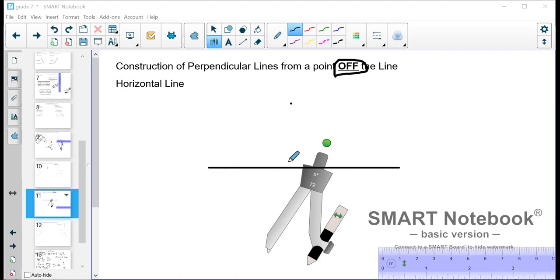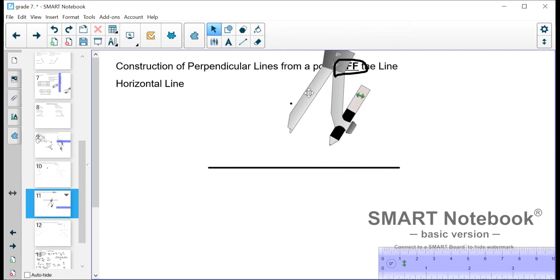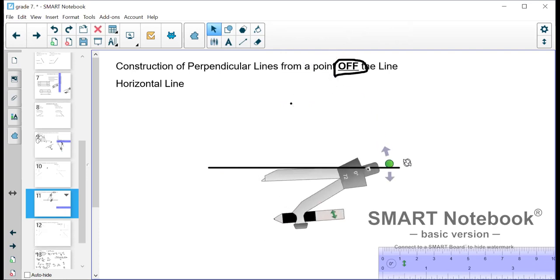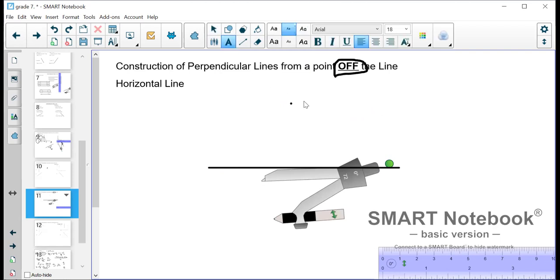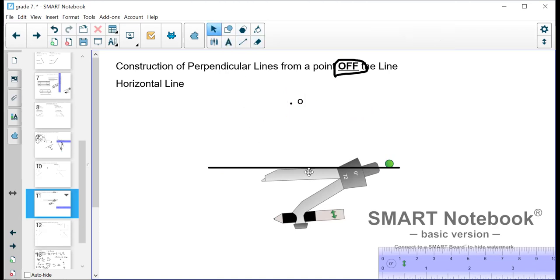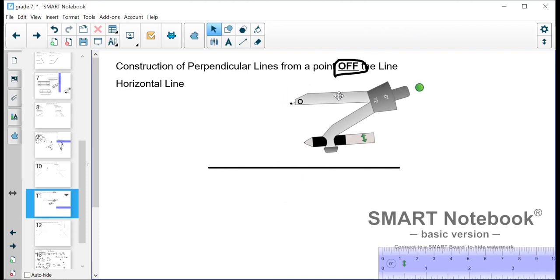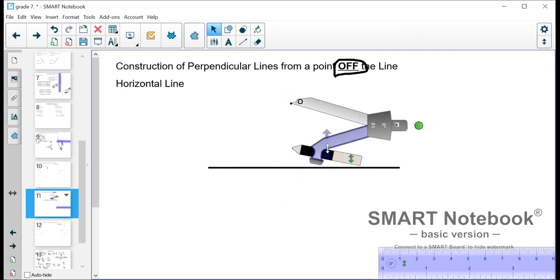So after you draw the line, you indicate a point somewhere above the line, or as the topic says, off of the line, right? So when you indicate that point, you place the compass point there. Let's say you label that point O. So you place the compass point at O.